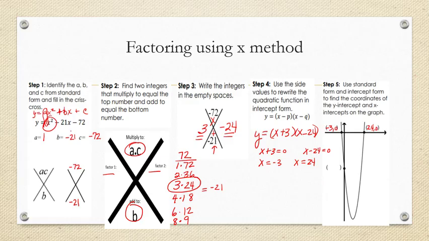Now, do you see this negative 72 here in the C position? That is where it crosses the y-axis, at 0, negative 72.